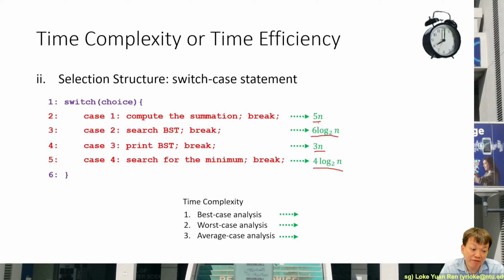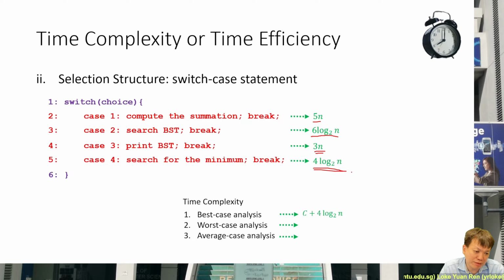The first one takes 5n, the second one takes 5 log 2n, the third one takes 3n, then the last one takes 4 log 2n. 1, 2, 3, 4. Case 3, case 4. Case 3 is 3n. What do you think? Is 3n faster or is 4 log 2n faster? So 4, yes. You'll find that actually log 2n, logarithmic, is much faster.